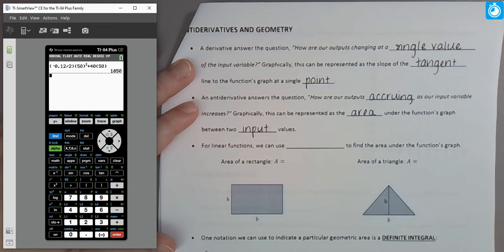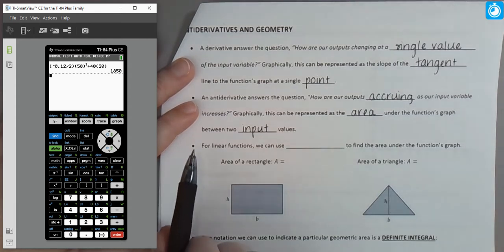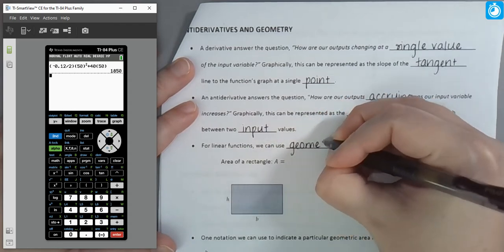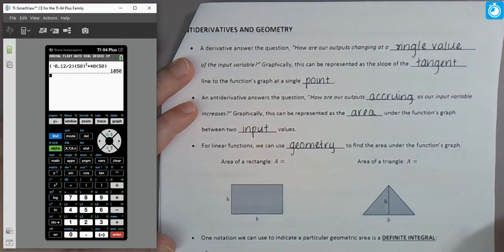So the approach we can take to finding this area, this concept behind the antiderivative, varies depending on the type of function we're looking at. So for really simple functions, specifically linear functions or constant functions, we can actually just use what we know about geometric formulas to find the area under the graph. So in some cases, when we graph a function and we look at that function's graph over an interval, what we essentially generate is a rectangle. So if we want to know what the area is under that graph, we just use the formula for the area of a rectangle.